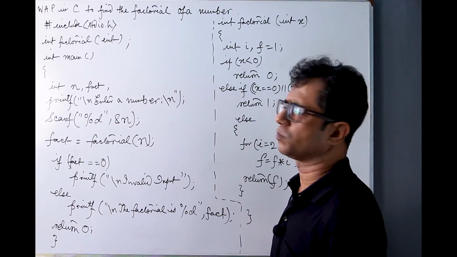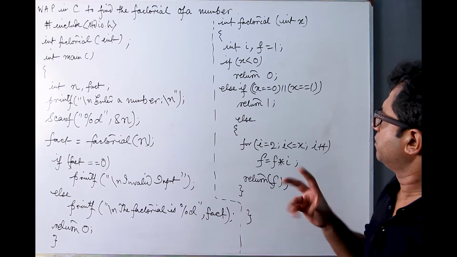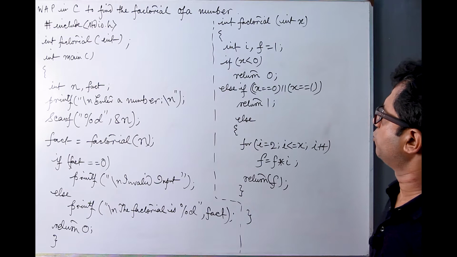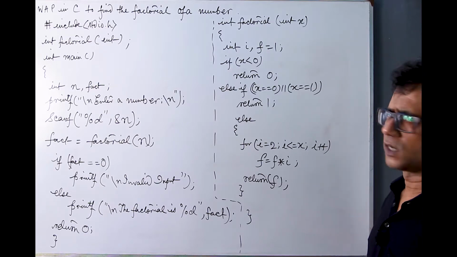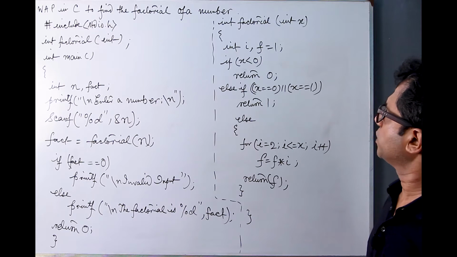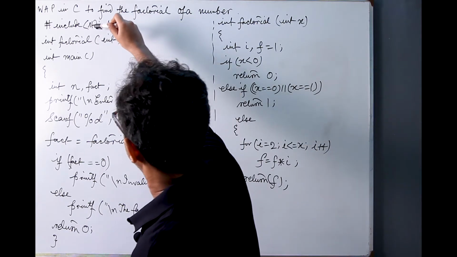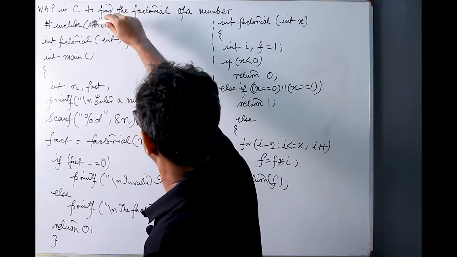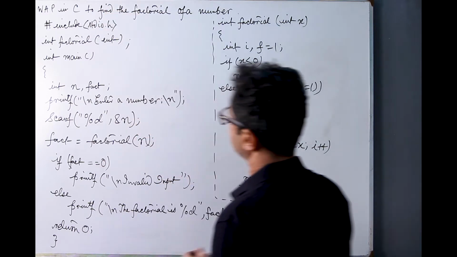The same logic is to be implemented in this program, but in a manner which is a bit different from the manner we have discussed before. That is, we are going to use the concept of user defined functions. So I have written the code in that fashion. Hash include stdio.h is the file inclusion directive, the preprocessor directive which includes the stdio.h header file.